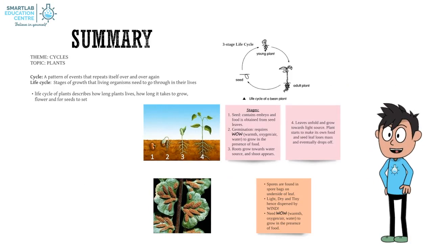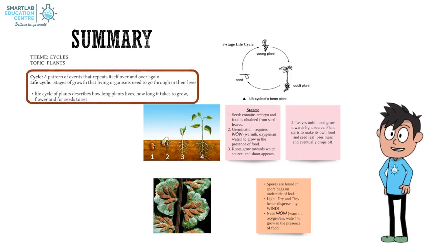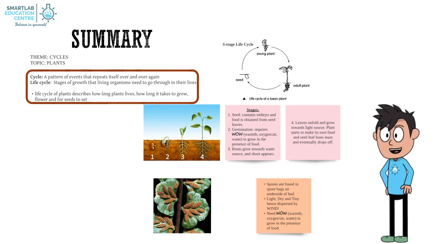Now let us recap what we have learned in plant cycles. Cycle is a pattern of events that repeats itself over and over again. Life cycle is the stages of growth that living organisms need to go through in their lives. Life cycle of plants describes how long a plant lives, how long it takes to grow a flower, and for seeds to set.